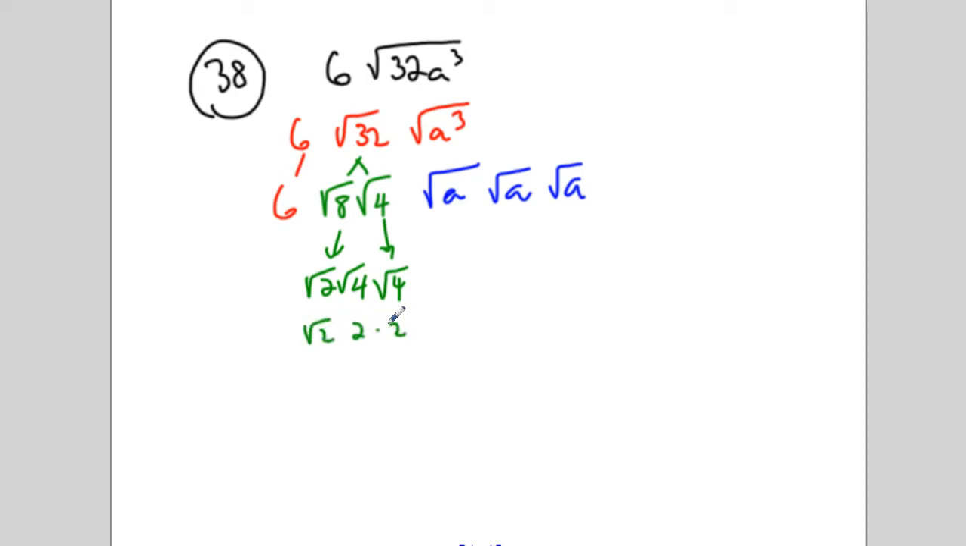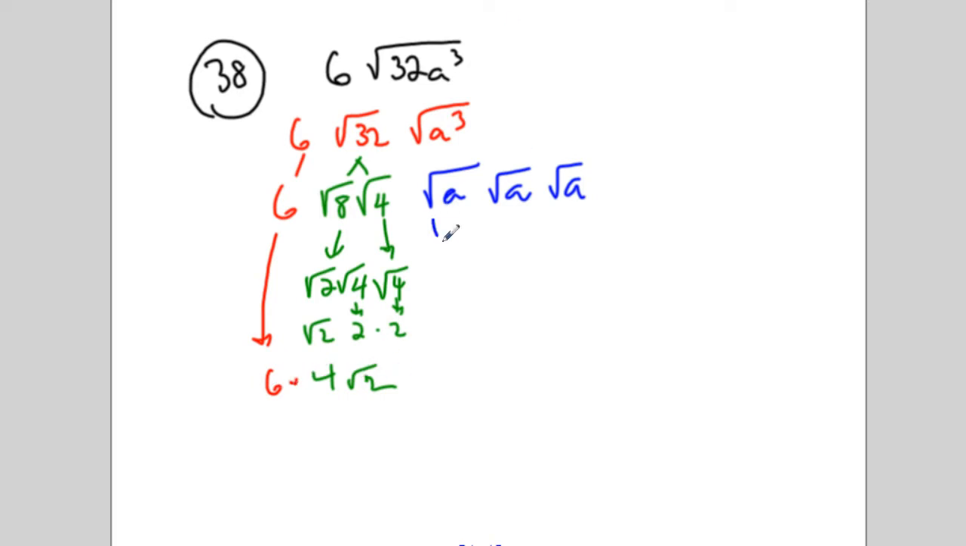2 times 2 is a whole number of 4. These don't have square roots anymore. The square root of 4 is 2. 2 times 2 is 4. So this is 4 square root of 2 just for that part. Okay. I'm going to bring this down. That's a 6. 6 times the square root of 4 times the square root of 2.